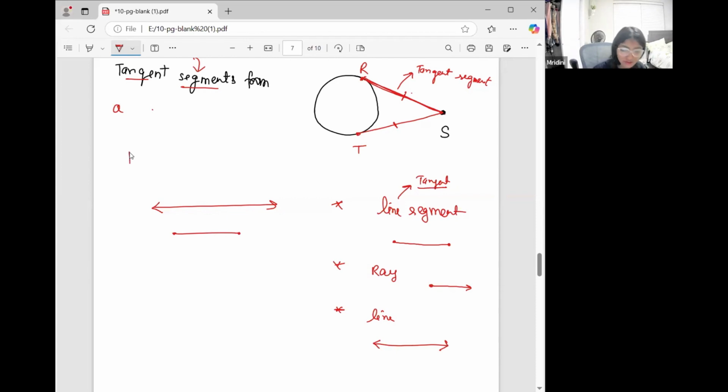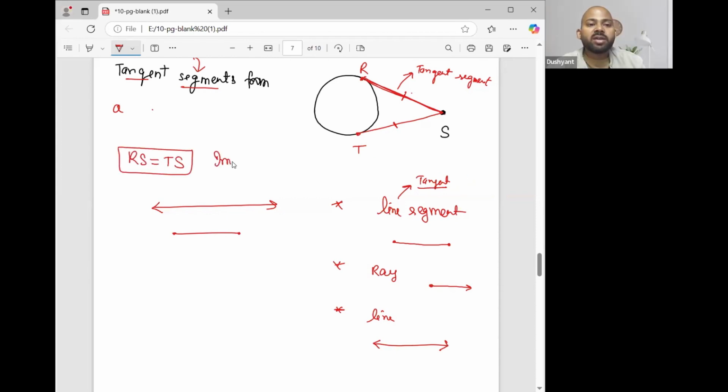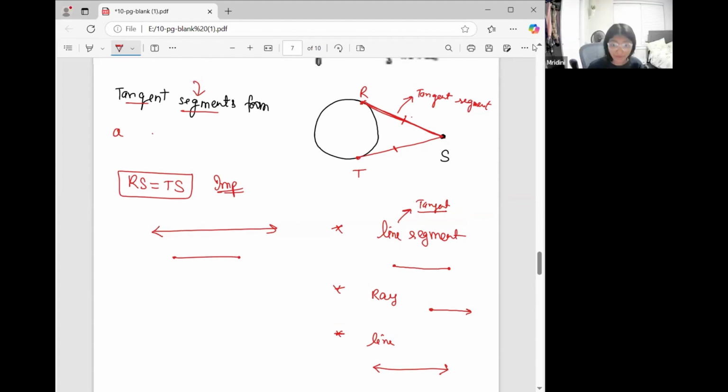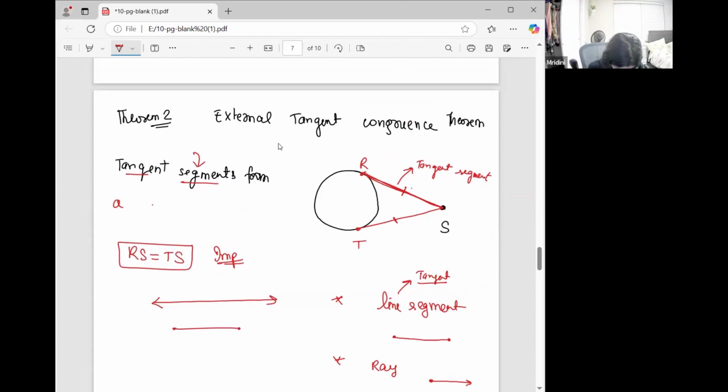That means RS is equal to TS. That's the important theorem. Please keep in mind. So if I draw tangents from an external point, I'll get two tangents and both the tangents will have equal length. Clear? So from an external point, we can draw two tangents. How many tangents? Two tangents, and both the tangents are of the same length. Getting my point?